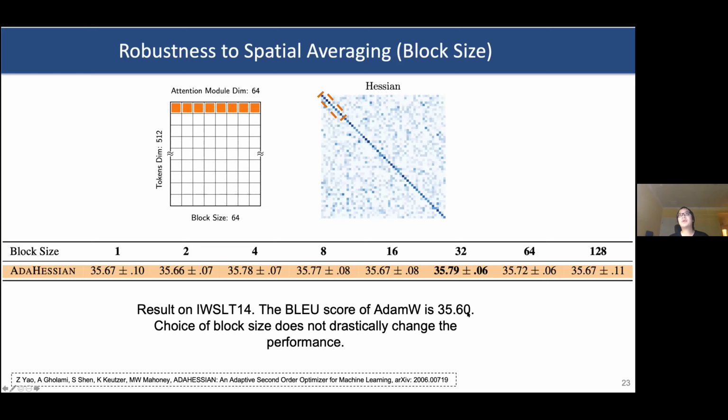And note that we don't tune the learning rate. So the learning rate for 1, 2, 4, 8, all of those are the same. Also the dropout, all of those things. We only vary the block size.